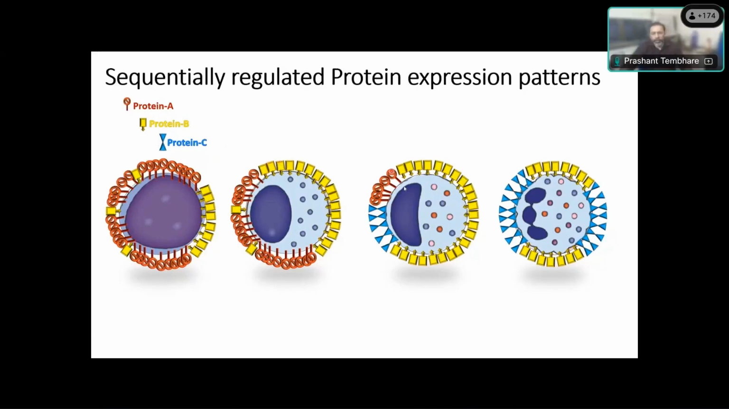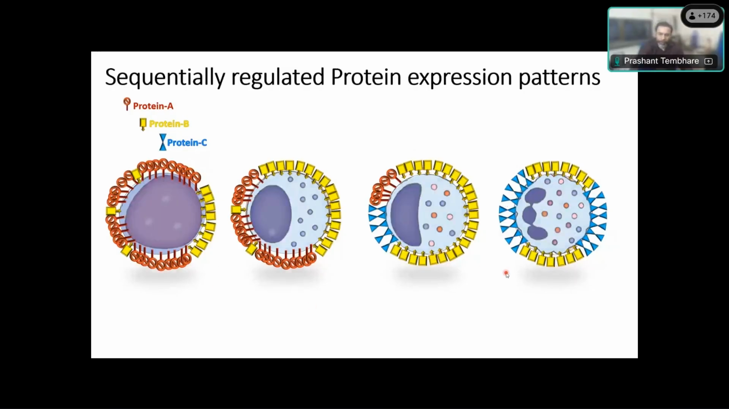Now, when you come to the next stage, let's say the metamyelocyte stage, you can see the density of protein B is increased, protein A is reduced, and at this stage protein C starts appearing. And we have one stage, possibly the last in this cartoon, where we do not have protein A at all, but we have equal distribution of proteins B and C. So this is the maturation pattern.